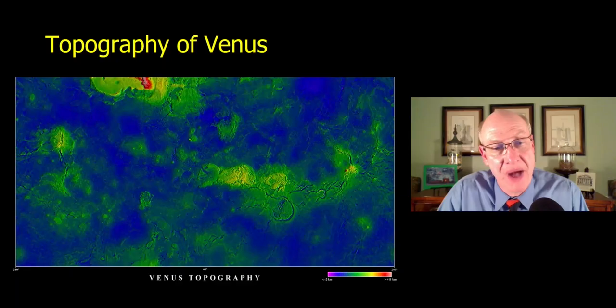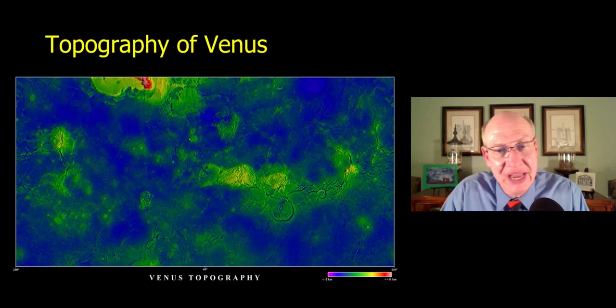So this is the topography of the surface of Venus, again determined by radar. The one thing that we don't see on the surface of Venus is we don't see things like the Mid-Atlantic Ridge. We don't see any evidence for plate tectonics on Venus. So there's no evidence of plate tectonics on the planet Venus.